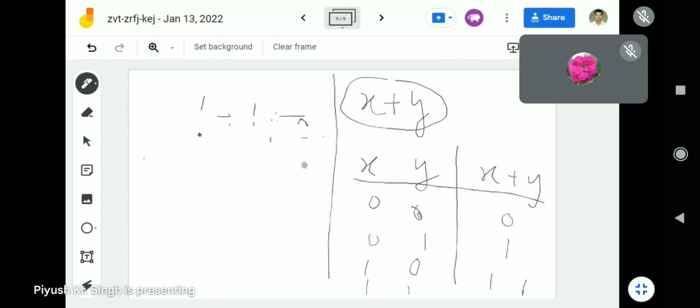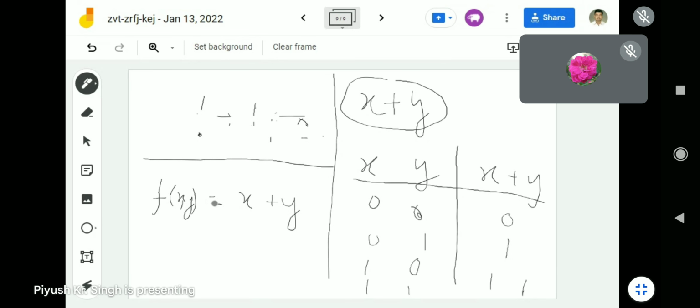If I say that f of x, y is equal to x plus y, what does it mean? It is a function such that x and y are input, and after inputting x and y you get the output x plus y. Is it clear? Yes, sir.